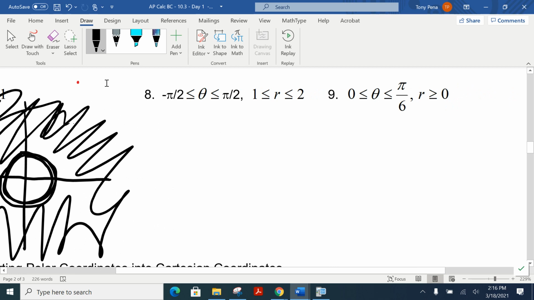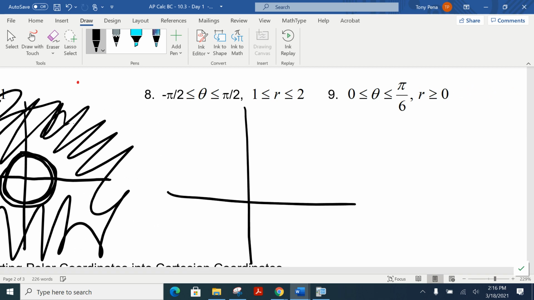All right, 8s should be nice. We've already done one similar to this. Try one more time here. So you're going to go negative pi over 2 to pi over 2. We want all radii between 1 and 2.